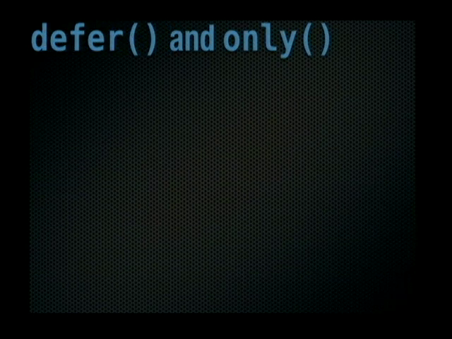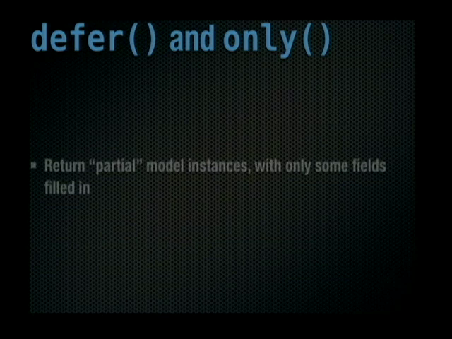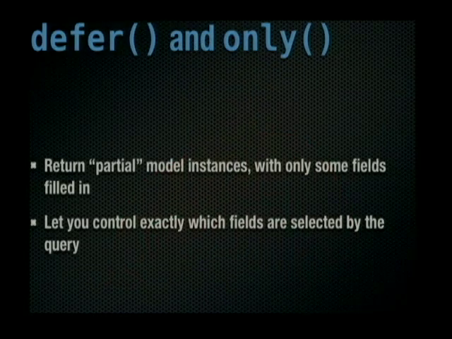Two methods, defer and only. Has anybody ever actually used these before? These are fun methods. I love these. I think it was Adrian added these. These return partial model instances. So you get back something that looks like an instance of your model, but only some of the fields are filled in. If you ask for fields that haven't been filled in, it will do another query to go get those. Basically, the idea here is to let you control exactly which fields you're going to select.